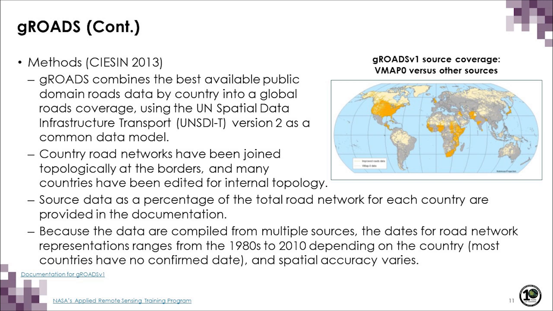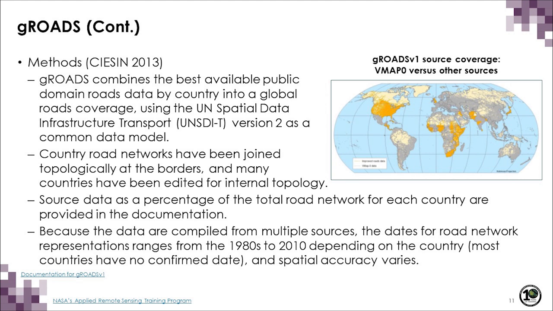The country road networks have been joined topologically at the border, and many countries have been edited for internal topology. The source data as a percentage of the total road network for each country are also provided in the documentation. An example is the map on the right that compares the availability of the data versus other sources by country.